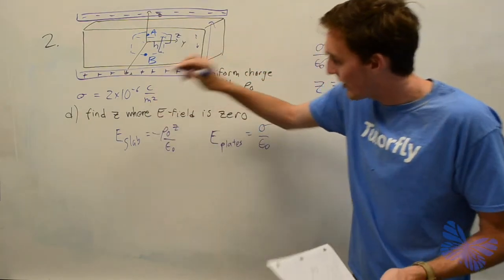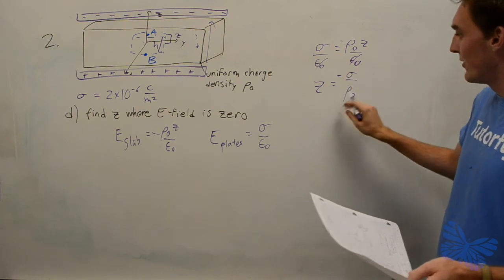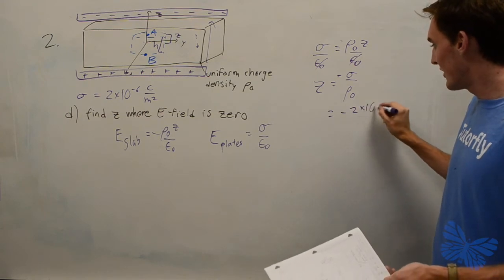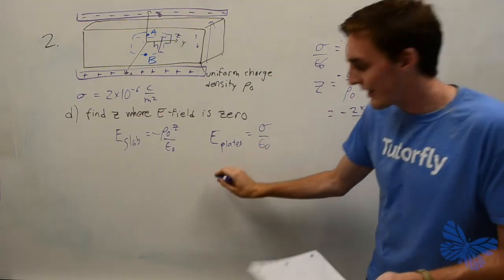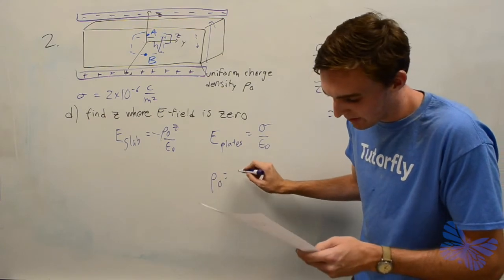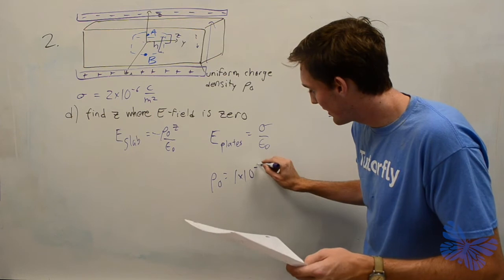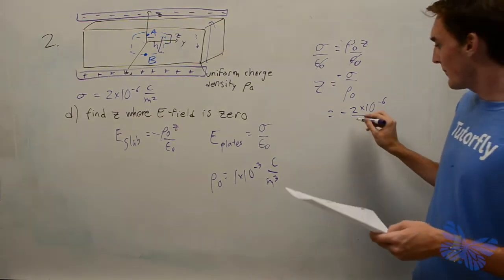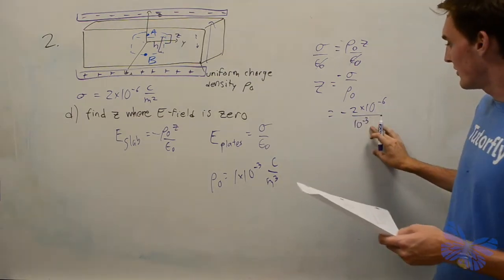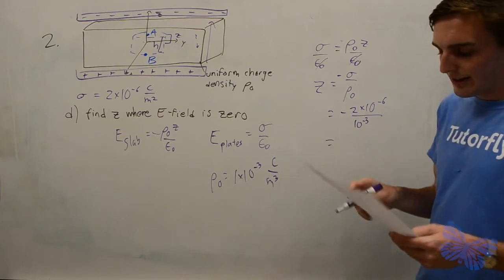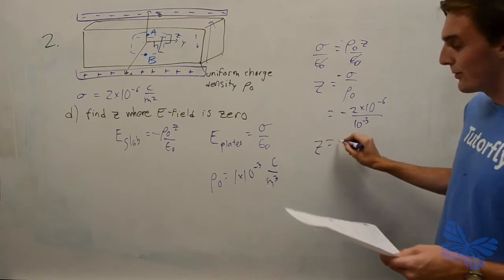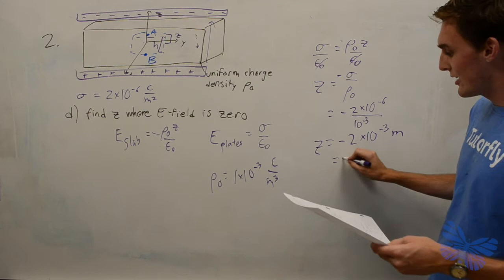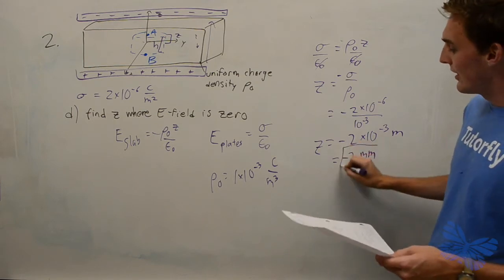Because we want it to be pointing downward. So if we do that, it's going to be negative sigma over rho naught. And so you just plug in these values real quick. Get 2 times 10 to the negative 6 over, and they give you that rho naught equals 1 times 10 to the negative 3 coulombs per meter cubed. So you plug that in here, by my 10 times 10 to the negative 3. And so in the end, that means that z has to equal negative 2 times 10 to the negative 3 meters, which is the same as negative 2 millimeters. And that's your final answer.